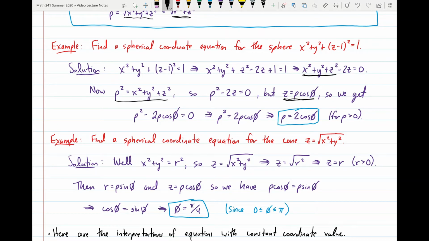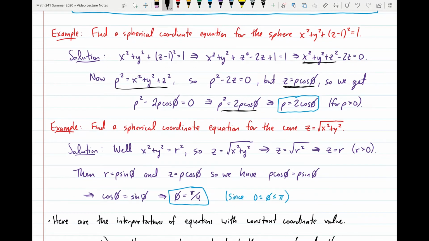And we can make that look a little bit nicer by just dividing rho from each side here. And we get rho is equal to 2 times cosine phi. And we should note here that this is for rho greater than 0 because we did have to divide by rho from each side of that equation.